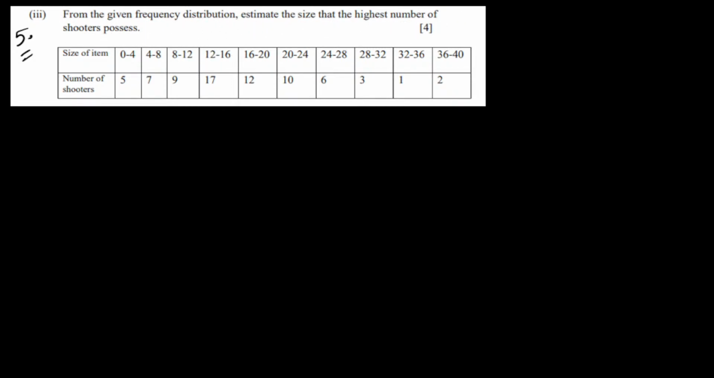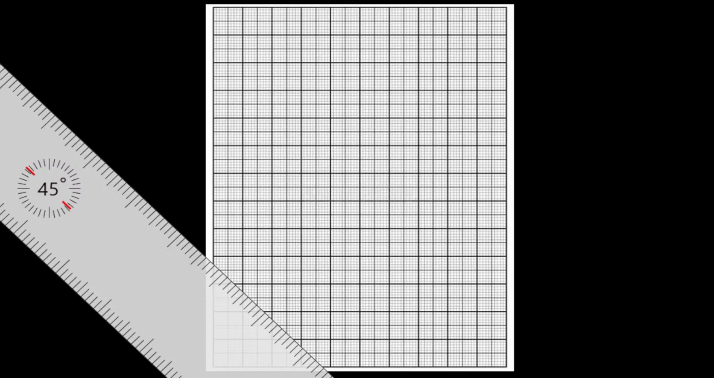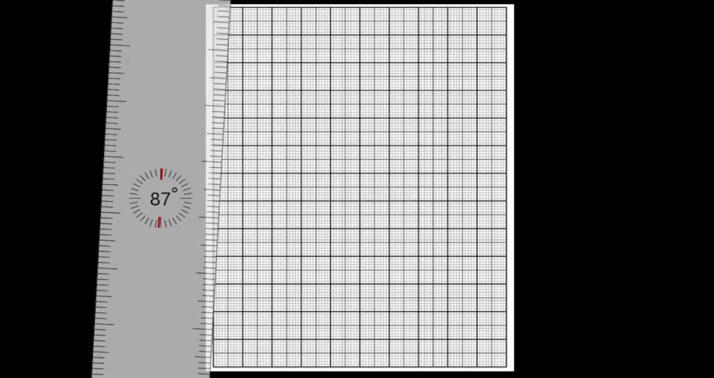Okay, so let's do this question graphically. Size of the item is class size, and number of shooters is frequency. So class interval and frequency are given to us. This is class interval and this is frequency. So we can plot a graph. Graphically we have to find mode.